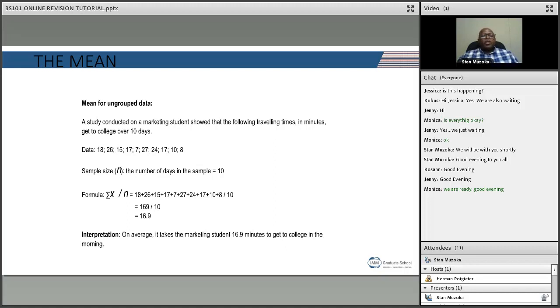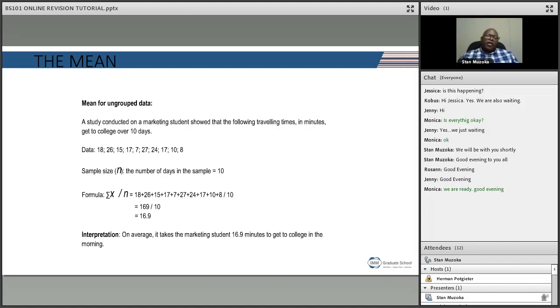The mean is your common average, what we always refer to as what is the average this, what is the average that. On average, what is that? That is the mean. That is the measure we are talking about there. A study conducted on a marketing student showed that the following traveling times in minutes to get to college over 10 days were observed. On the first day, 18, 26, on the third day, 15, and so on. So yes, arrange that into an array from the smallest to the largest.